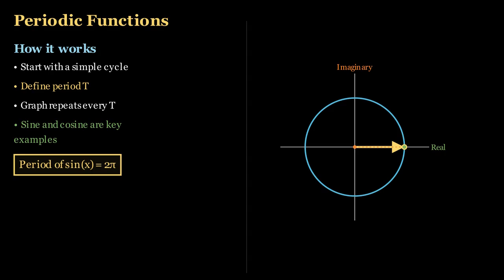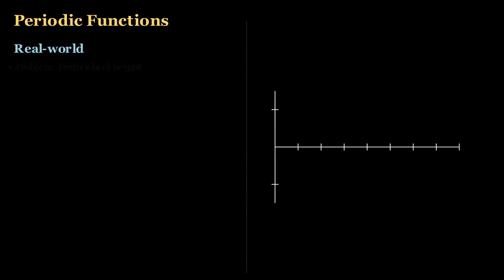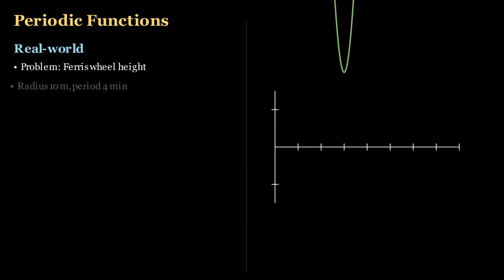Let's solve a real problem. A Ferris wheel has a radius of 10 meters and its lowest point is 2 meters above the ground. It takes 4 minutes to complete one full turn. We want a function for your height above the ground over time. The height goes up and down like a sine wave. The period is 4 minutes, so the function inside the sine must have a factor that makes it repeat every 4 minutes. That factor is pi over 2, because sine of pi over 2 times t completes a full cycle when t goes from 0 to 4.